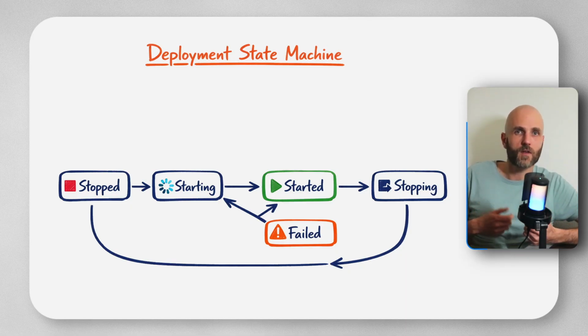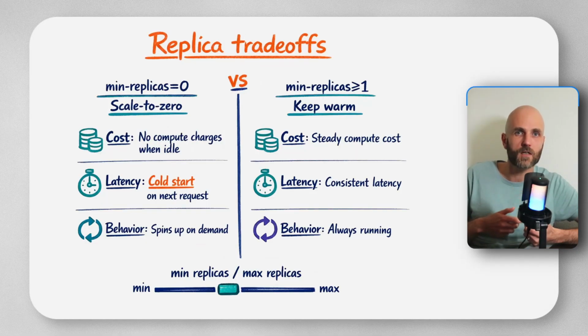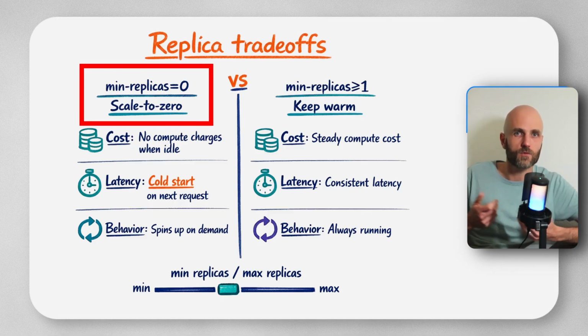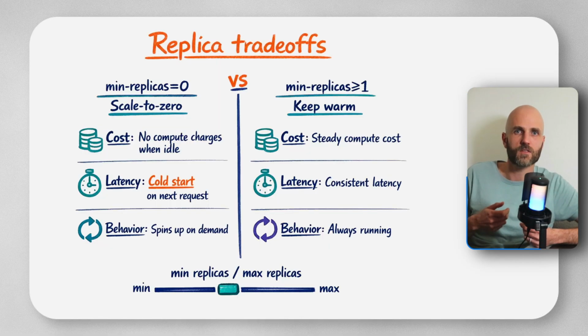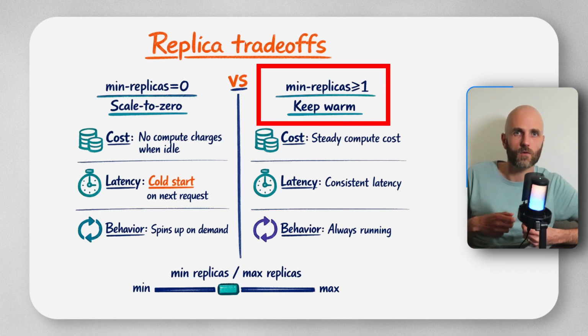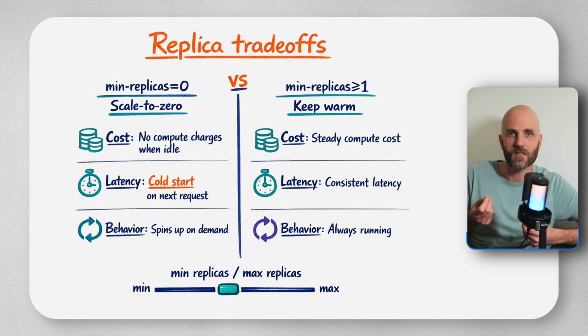To start it, I use the az command for the agent service to start the deployment, and I specify min and max replicas, and then replica choice is a real cost and latency decision. If I set minimum replica to 0, I get scale to 0, so when it's idle, there are no compute charges. The trade-off is cold start. The next request after it's scaled down will be slower while it spins up, obviously. If I set min replica to 1 or more, I keep it warm, so latency is consistent, but I'm paying steadily. And I can adjust that anytime because changing replicas is operational tuning.